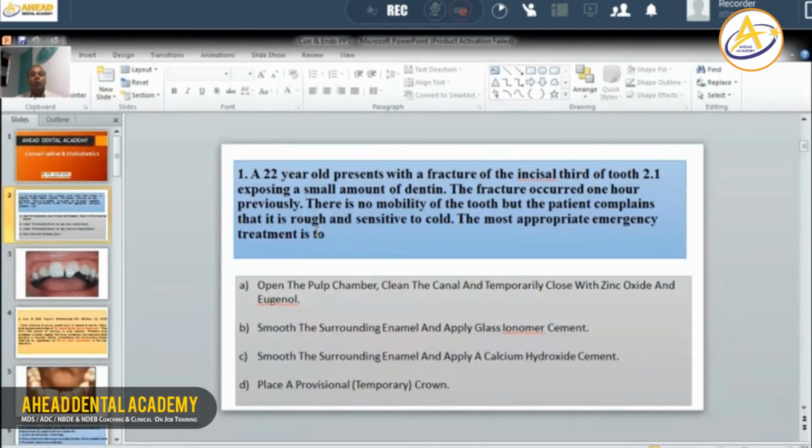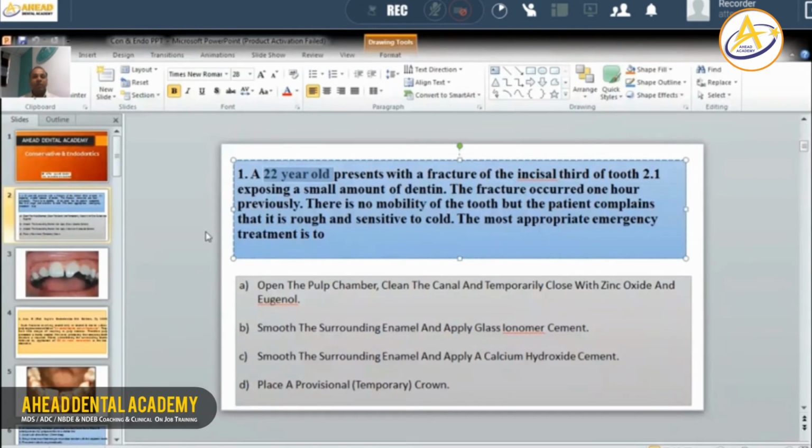Normally, how should we go about it? Now, if I have to solve the question, how will I be reading? A 22-year-old presents. The very important thing, 22-year-old, very, very important thing. So, when the patient is coming to you, he is 22-year-old. That means all the teeth will be present and the root formation will also be complete.